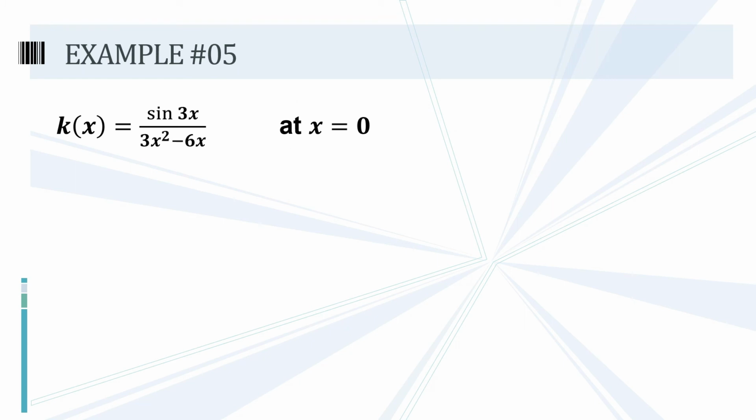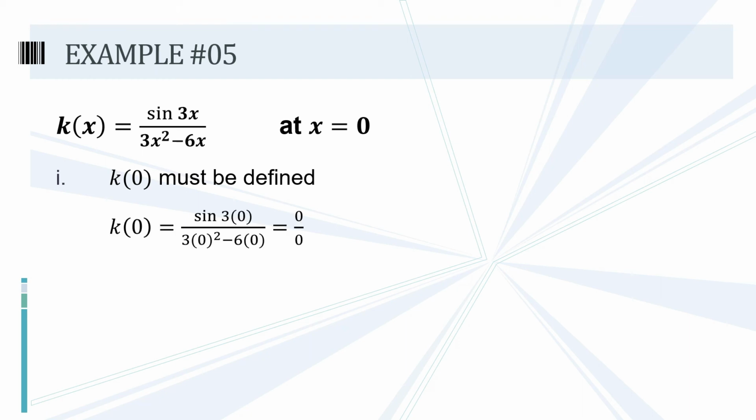And finally, our last example, k of x equals sine of 3x over 3x squared minus 6x. So let's determine if this is continuous at x equals 0. So first criterion, k of 0 must be defined. By direct substitution that is equal to 0 over 0, which is an indeterminate form. This means that k of 0, hindi siya defined.